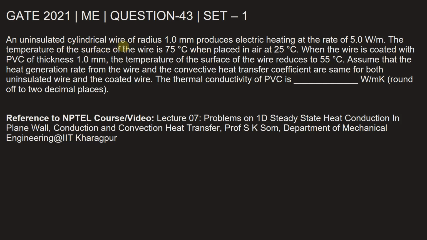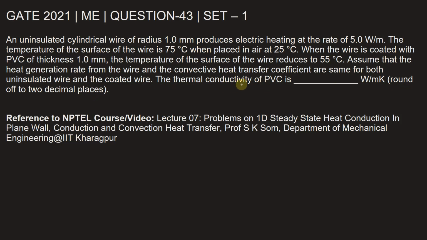An uninsulated cylindrical wire of radius 1 millimeter produces electric heating at the rate of 5 watt per meter. The temperature of the surface of the wire is 75 degrees Celsius when placed in air at 25 degrees Celsius. When the wire is coated with PVC of thickness 1 mm, the temperature of the surface of the wire reduces to 55 degrees Celsius. Assume that the heat generation rate from the wire and the convective heat transfer coefficient are the same for both uninsulated wire and the coated wire. Now the thermal conductivity of PVC in watt per meter Kelvin rounded off to 2 decimal places is what?